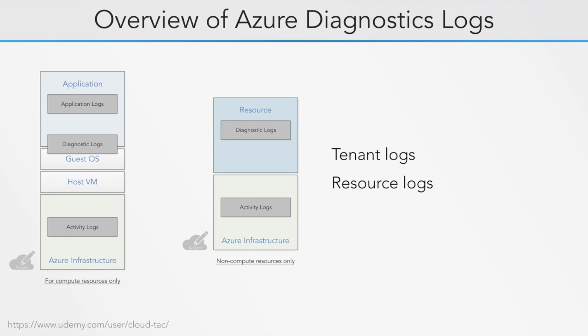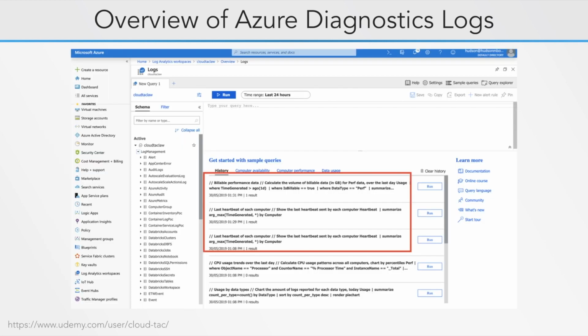Tenant logs come from tenant-level services that exist outside of an Azure subscription, such as Azure Active Directory. Resource logs. These logs come from Azure services that deploy resources within an Azure subscription, such as network security groups or storage accounts. Logs are events that occurred within the system.